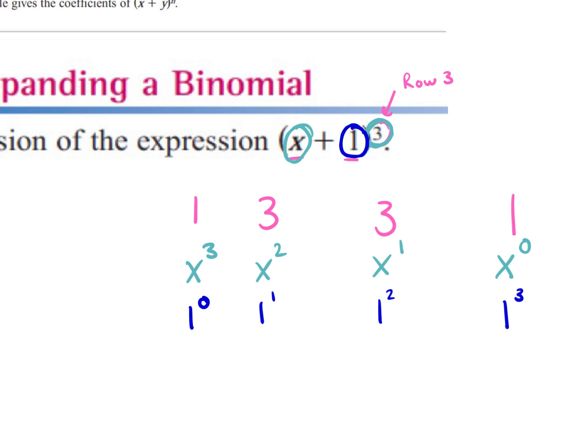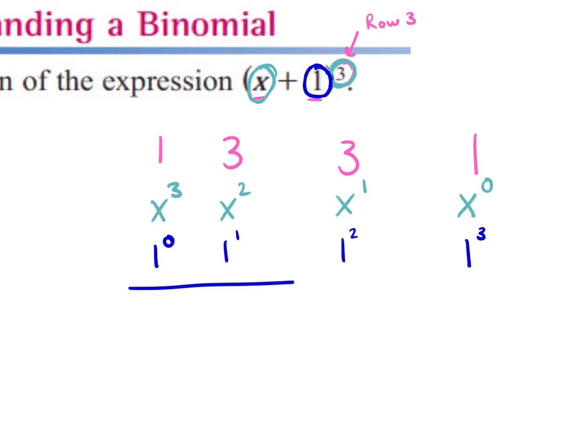Your first term starts with the exponent that you have. So it starts with 3 and decreases. The second term, so 1, starts at 0 and increases. And each column is going to add up to the exponent of 3. So now each column represents each term that we have.